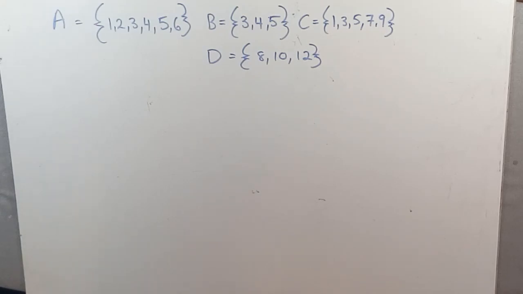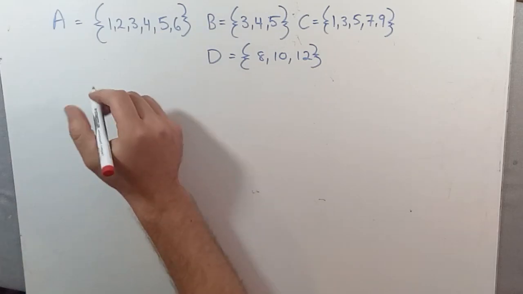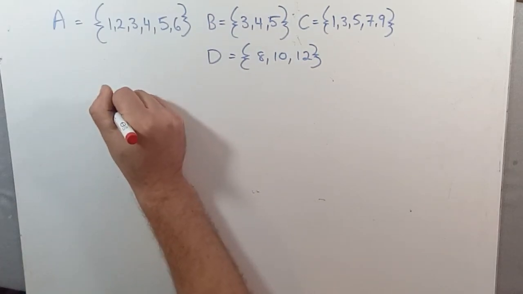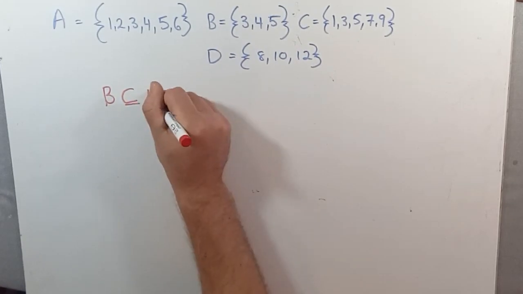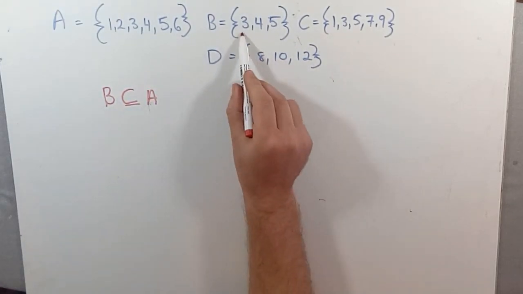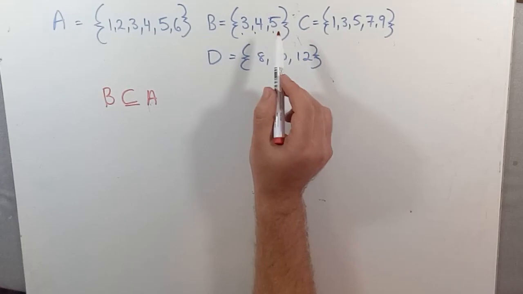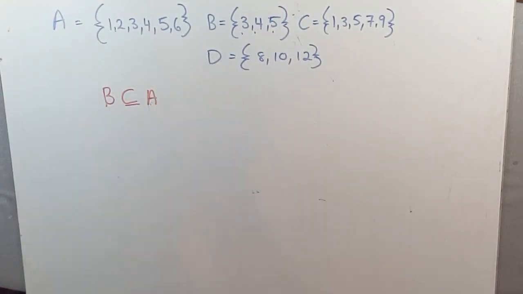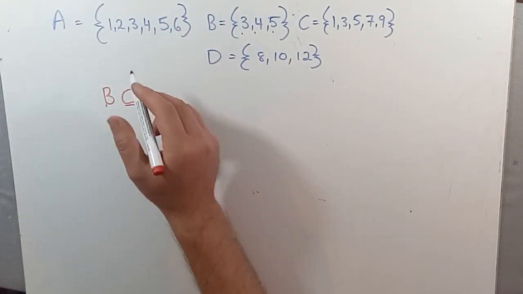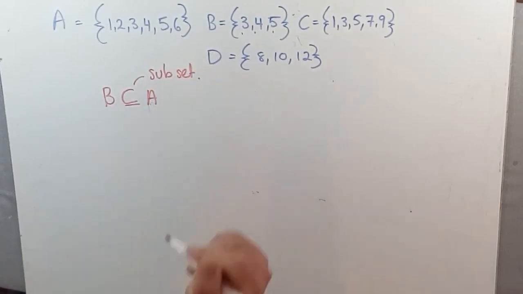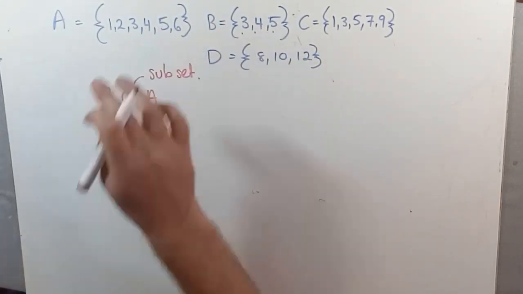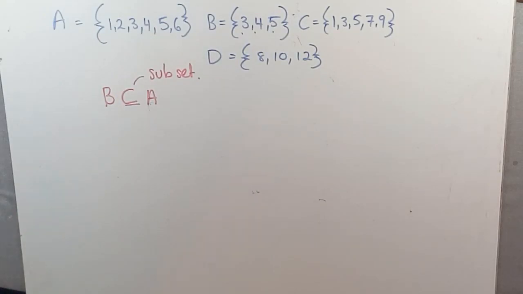Okay, so the first thing we want to look at is what's called a subset. So we could say in this case that B is a subset of A because all the elements of set B are also in set A. Okay, so we use this symbol to represent a subset. Okay, so everything in B is contained in A, therefore it's a subset.